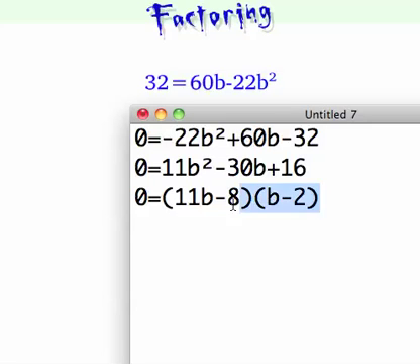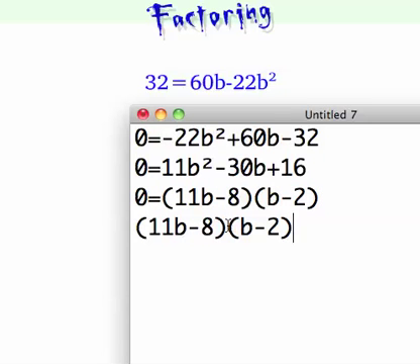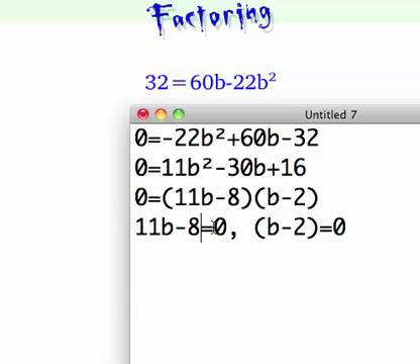Okay, so then I'm going to equate both of these to 0. Now, I think in previous videos I've explained that sometimes 11b minus 8 is 0, and sometimes b minus 2 is equal to 0. So what we have to do is set both of them equal to 0 and solve them as two separate equations. Okay? So I'm just going to remove the brackets. We don't need the brackets anymore.